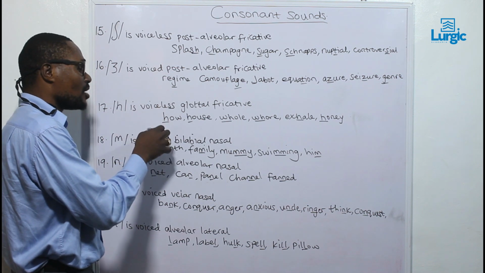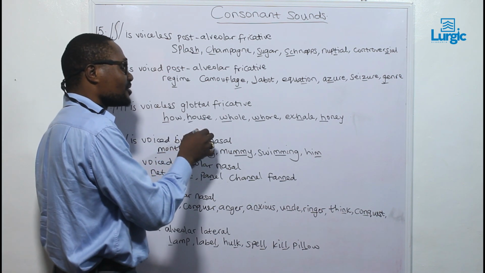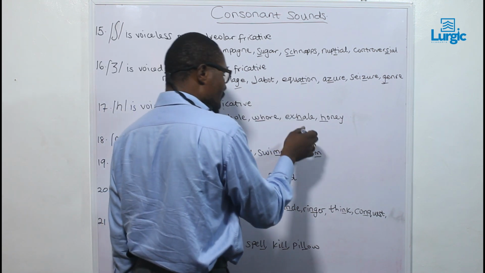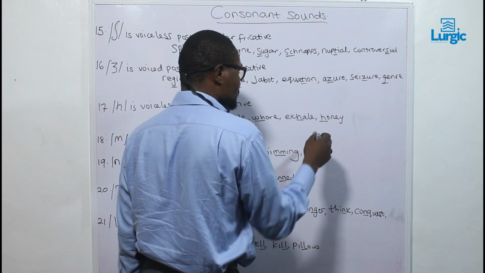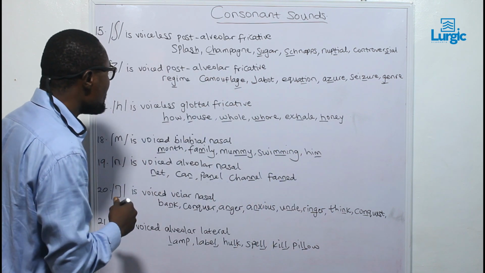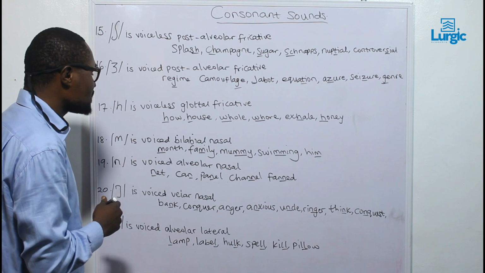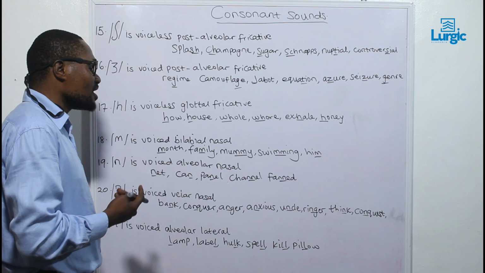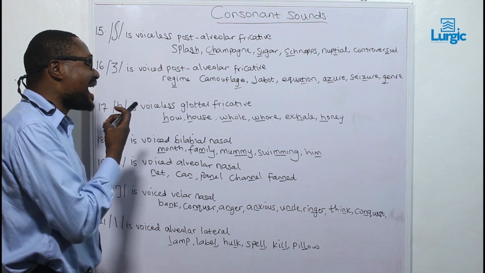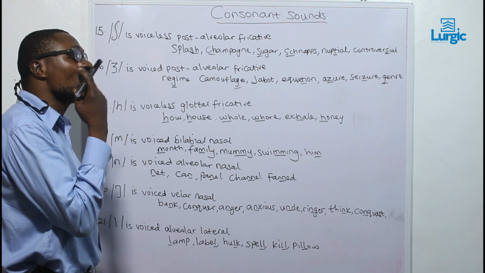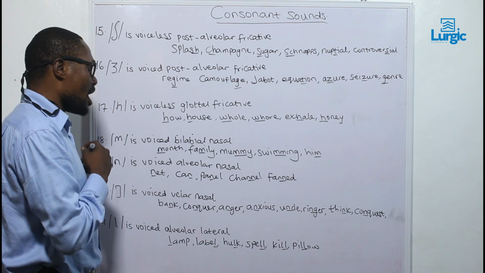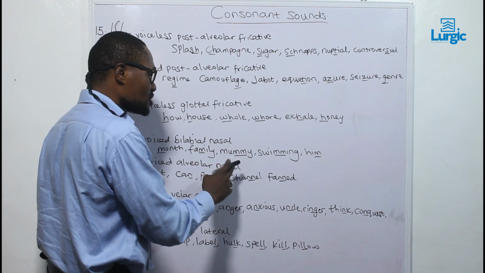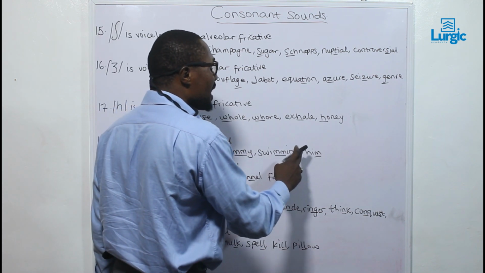So the next one we have is h, a glottal sound. So how, house, whole, haw, excel, honey. Followed by m, as in a voiced bilabial nasal, meaning that this is involving both lips and coming out through the nose. So we have month, family, mommy, swim, him.